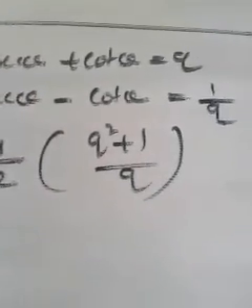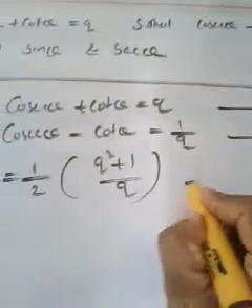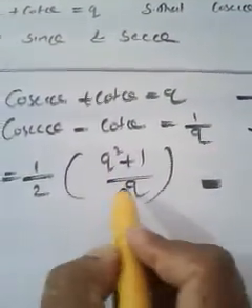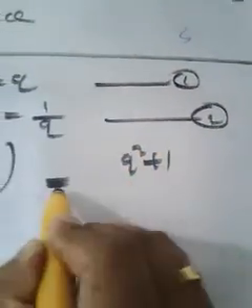So we got the value of cosec θ as 1 by 2 into (q square plus 1 by q), and you can simplify. You can multiply the numerator and multiply the denominator. When you multiply the numerator, 1 into q square plus 1 is nothing but q square plus 1, divided by 2 into q, which is 2q. So anyway, we got the value of cosec.